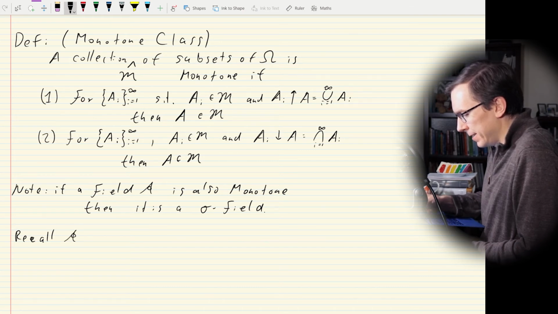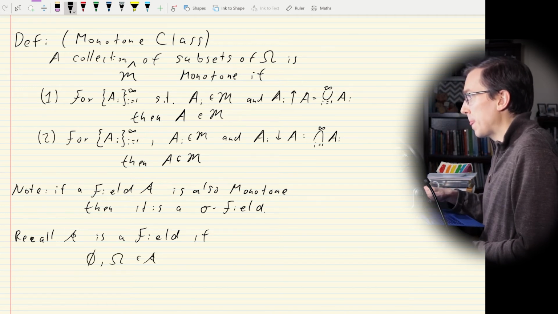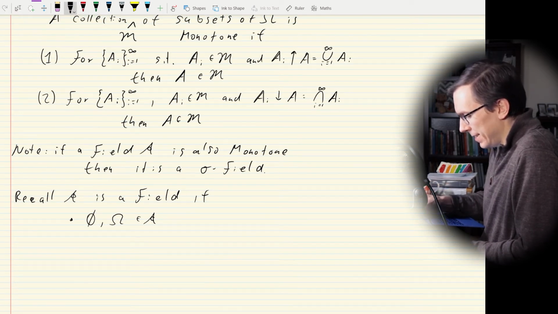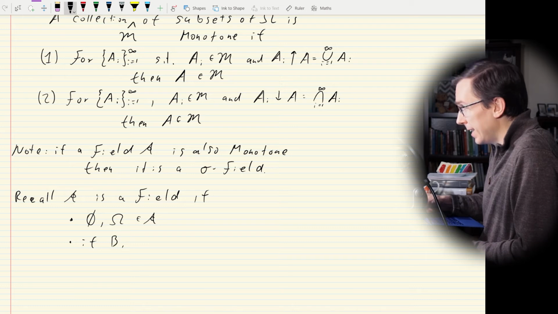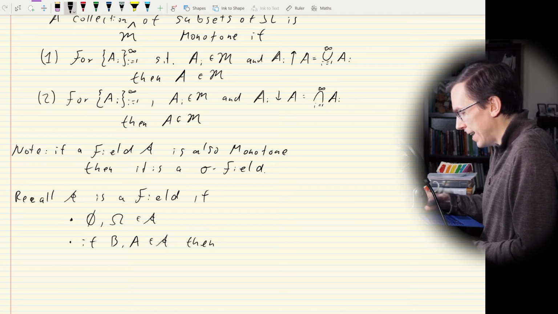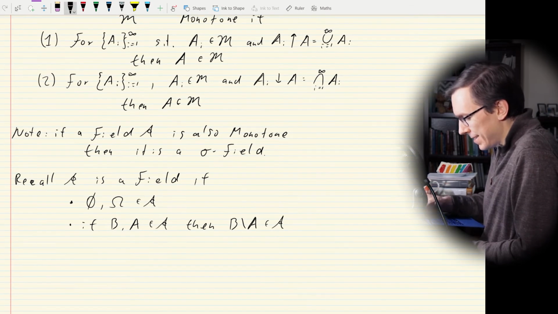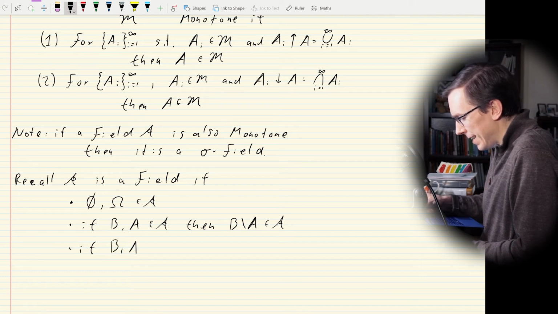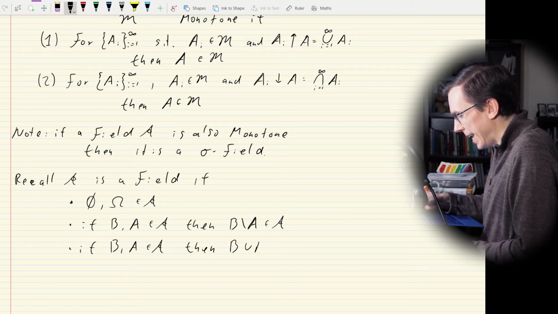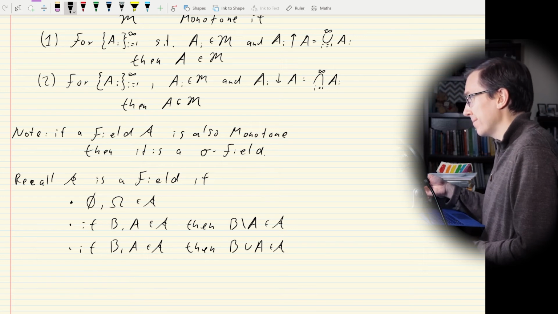Recall that script A is a field if, well, we're going to need the empty set and we're going to need omega to be in A. And if B and A are in script A, then we defined this as B minus A is in script A. And lastly, if B and A are in script A, then the union B union A is in script A. Good stuff.